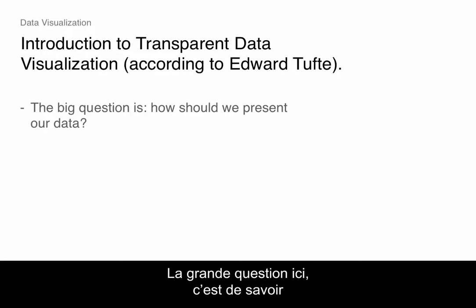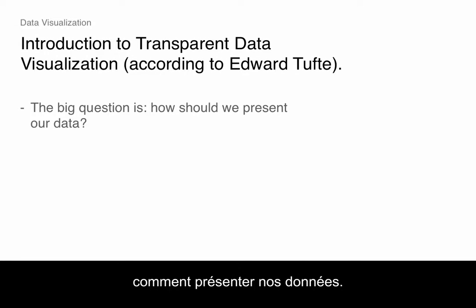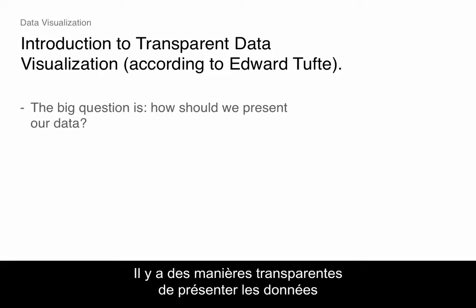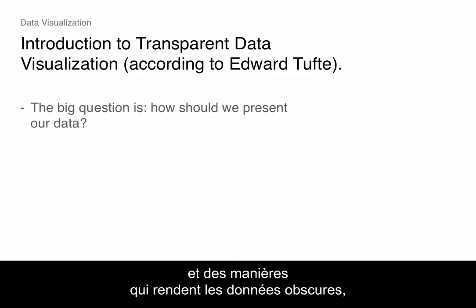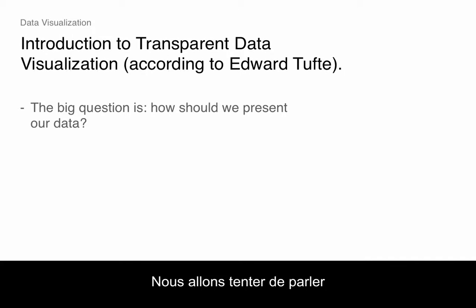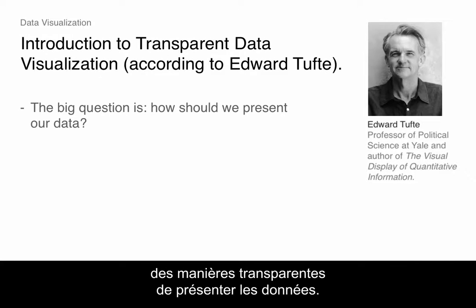So, the big question here is how should we present our data? How should we present information? There are transparent ways of presenting data, and there are ways that obscure the data. And there are ways that sort of hide what's really going on in the data. And we're going to try to talk about transparent ways of presenting the data.